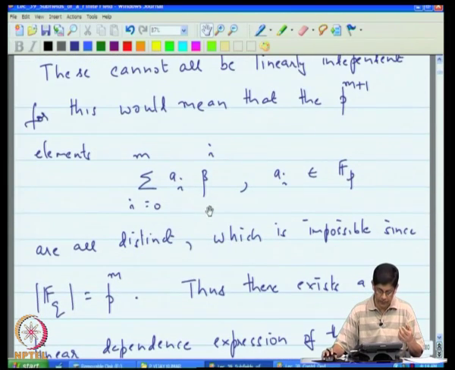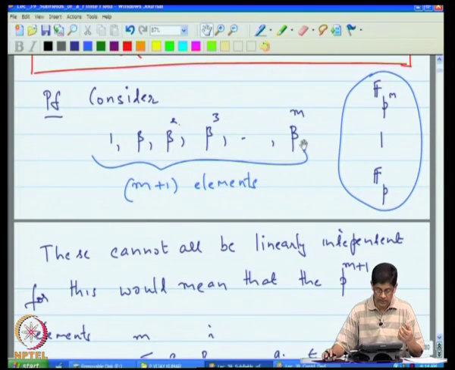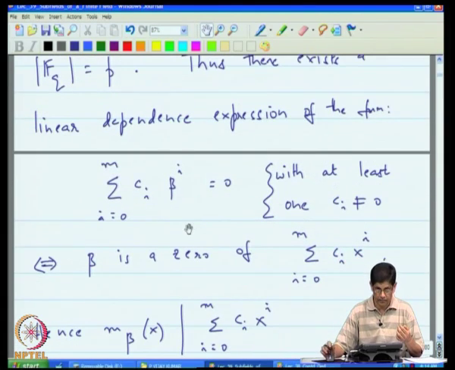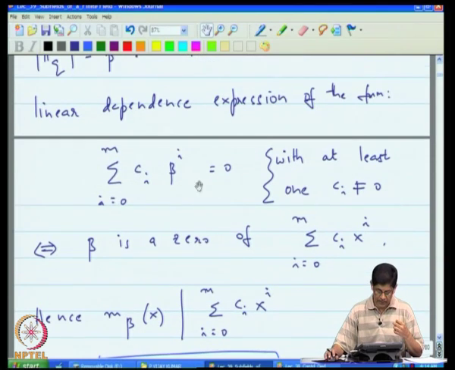So the only conclusion we can draw from this is that this particular set of m plus 1 elements is not a linearly independent set. There is some dependency relationship amongst these elements. Let us assume that that particular dependency expression takes on this form, that is the sum c_i beta to the i is 0, with at least one of these coefficients being non-zero. But that is the same thing as saying that beta is a 0 of the polynomial sum c_i x to the i.